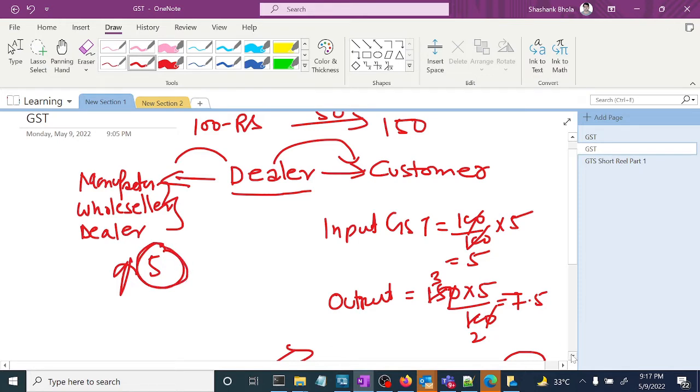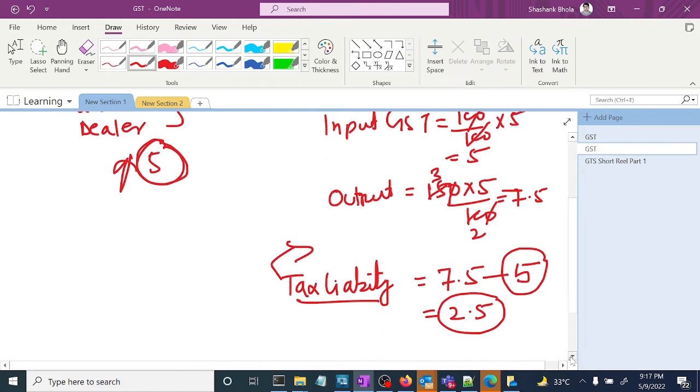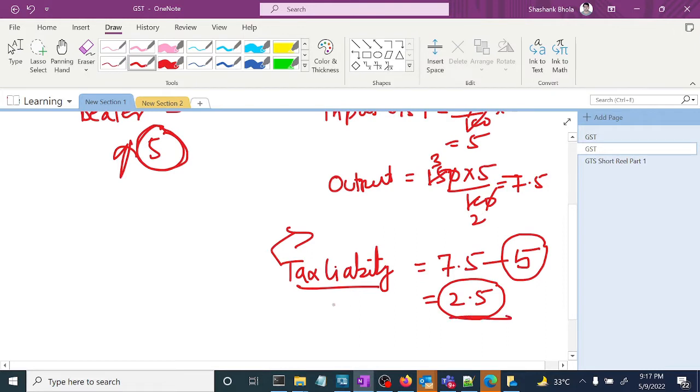And here there is a tax liability of dealer also. Why? Because he is paying 5 rupees to manufacturer as a GST tax, but then he is getting 2.5 rupees as an extra tax, right? Because his selling price is more. So this 2.5 this dealer will pay to government directly, right? So this is tax liability. Going ahead, all these concepts will be required and please keep all this handy.